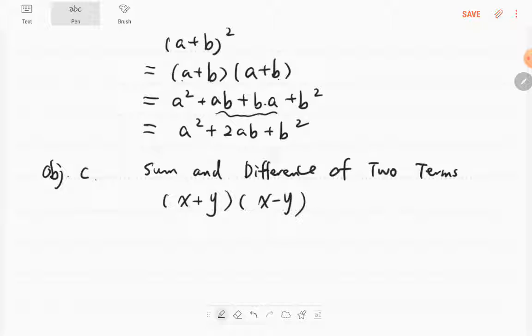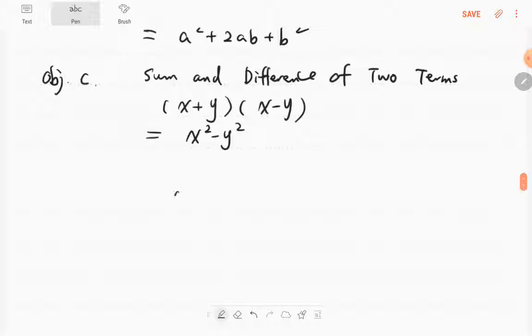The sum of x and y times the difference of x and y. The 2 terms should be the same term. So here it's x, y, it should be x and y. And this is the special formula for this kind of situation. We only have x squared minus y squared.